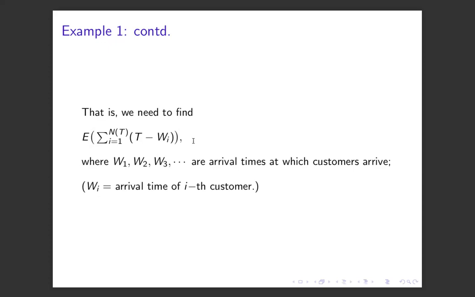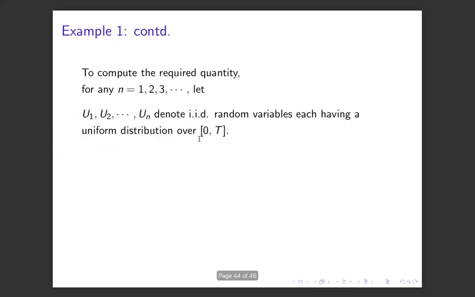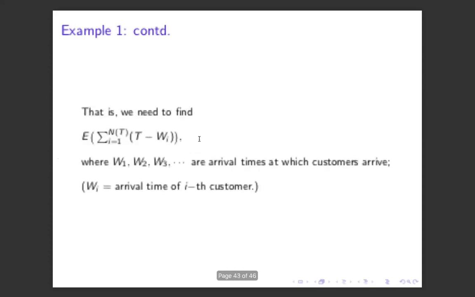To get hold of this, we will write this as the conditional expectation of this quantity given N(T) equal to n, the whole thing multiplied with the probability N(T) equal to n, and summed over little n. So we are going to find the expectation. We will see that next class.